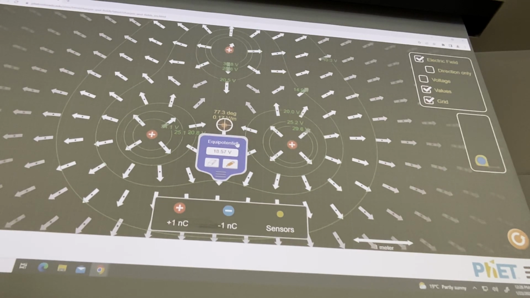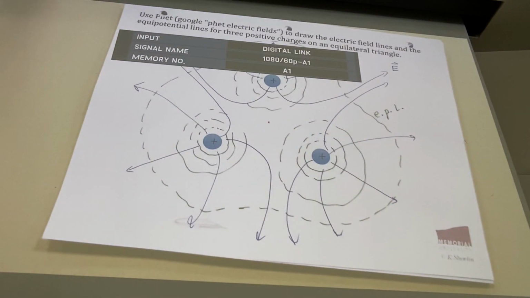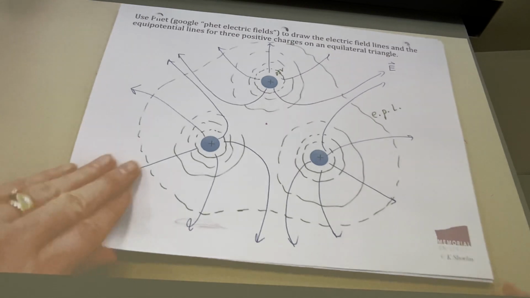Okay, questions? Other questions? Okay, and I've got pictures of that simulation that I'll post with the notes as well, if you wanted to have that to compare.